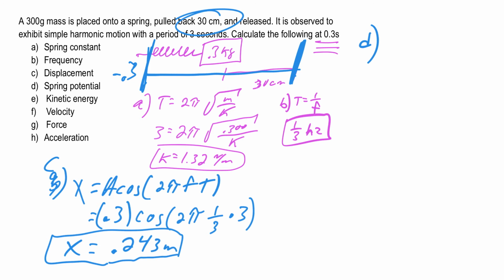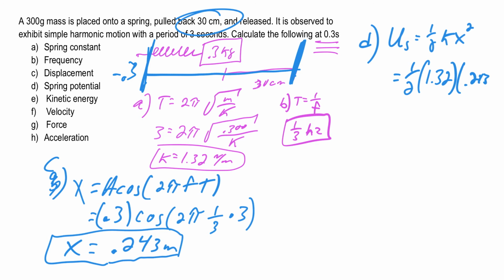All right, spring potential. So we're looking for the spring potential at 0.3. To do that, we use our U_S equals 1/2 kx squared. And we'll use the x that we just found, and actually the k also that we just found. 1.32 times 0.243 squared. So we're just going to plug that into our equation. So 0.5 times 1.32 times 0.243 squared means we get a spring potential, not very much, 0.0390 joules.